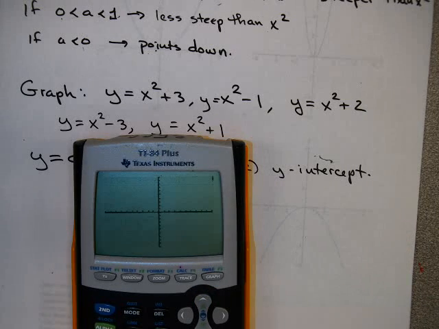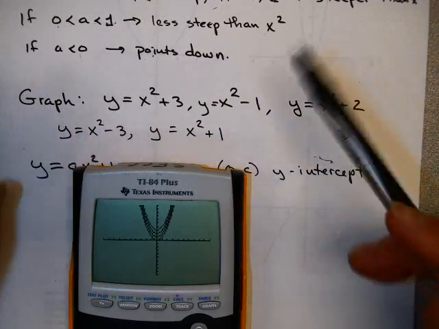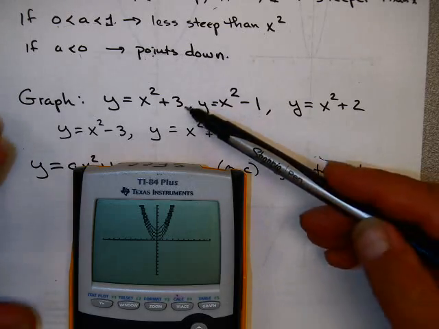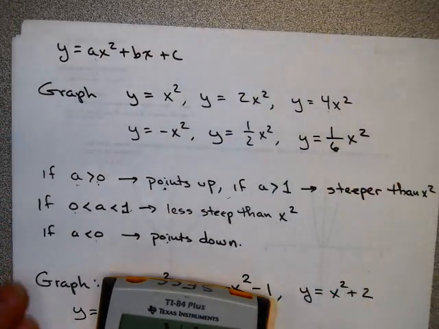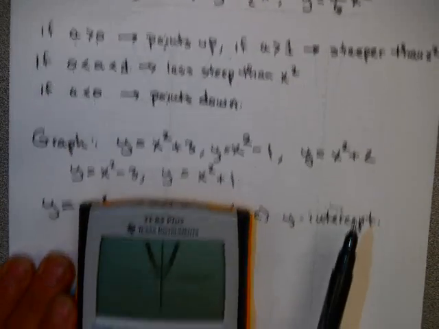So let's go to my graph. There's x squared. Here's x squared plus 3. Here's x squared plus 2. Here's x squared plus 1. So what did this number 3, 2, and 1 do? It made a vertical shift. So that number c there in my quadratic equation going up here seems to make a vertical shift right there.